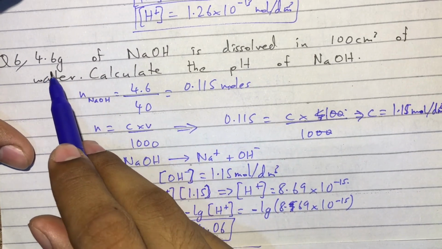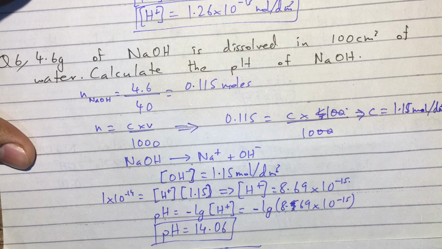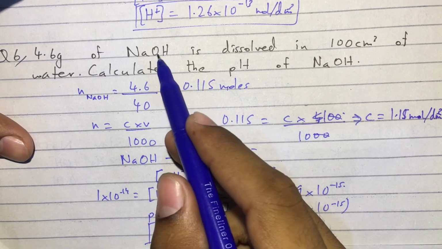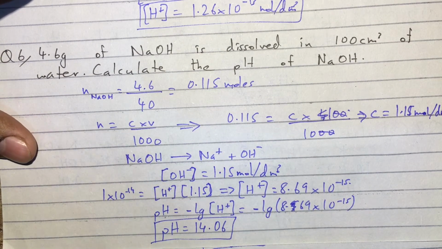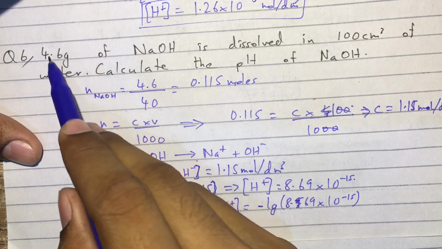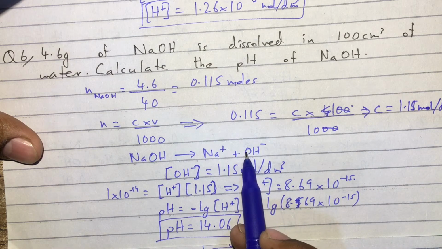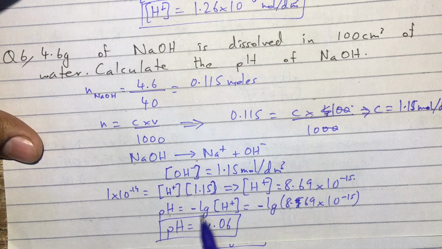Then in this question we had the mass of NaOH and its volume, and we have to find the pH. Again, we have to find the pH, so we have to aim for the hydrogen ion concentration. Because we have an alkali over here, first we'll have to find the hydroxide ion concentration, then use the Kw expression to find the hydrogen ion concentration. So to find the hydroxide ion concentration, I found the moles of NaOH and then the concentration of NaOH. Then through this equation, I found the concentration of hydroxide ions. Through the Kw expression, I found the concentration of hydrogen ions, and through the pH expression, I found the pH of the solution.